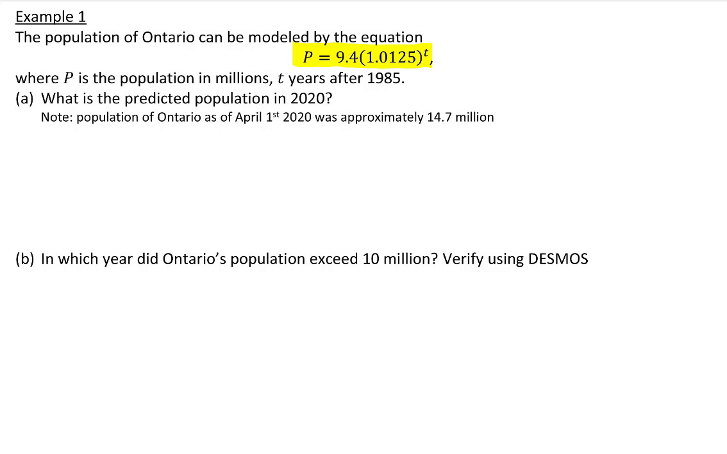So first off, we have to figure out what is our t value. So our t value, remember, is 2020 minus 1985, which gives us 35. So to find our population, p, that's equal to 9.4 times 1.0125 to the exponent 35.